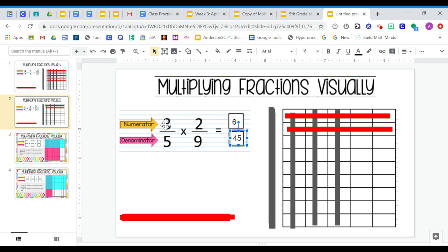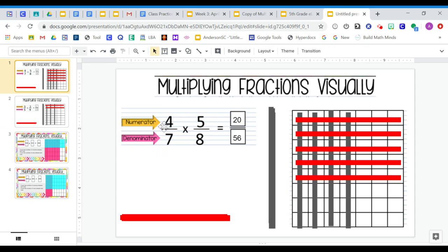And you might notice that my numerator's 3 times 2 is 6, and my denominator's 5 times 9 is 45. This is another pattern. If we look back at the previous video, we see our numerator's 4 times 5 is 20, and our denominator's 7 times 8 is 56. This is a helpful pattern that can help you when multiplying fractions.